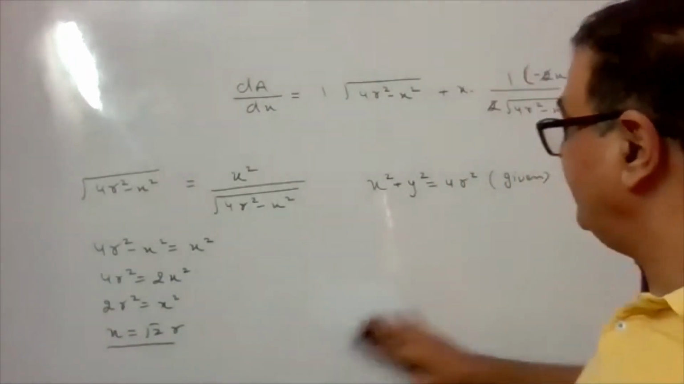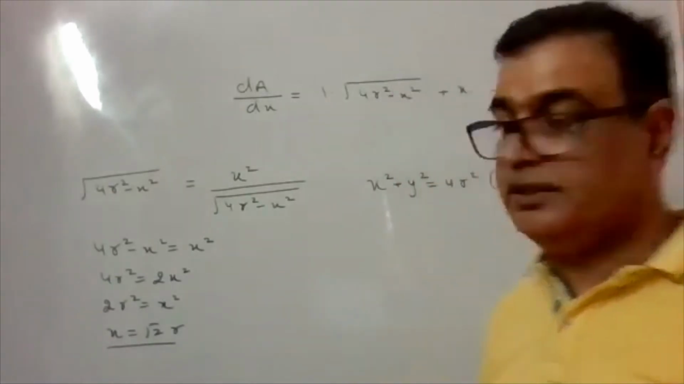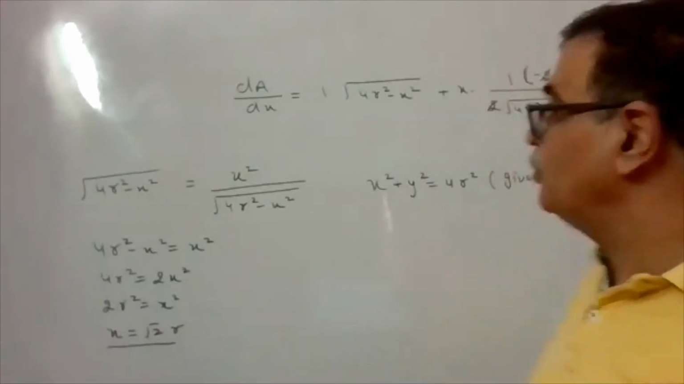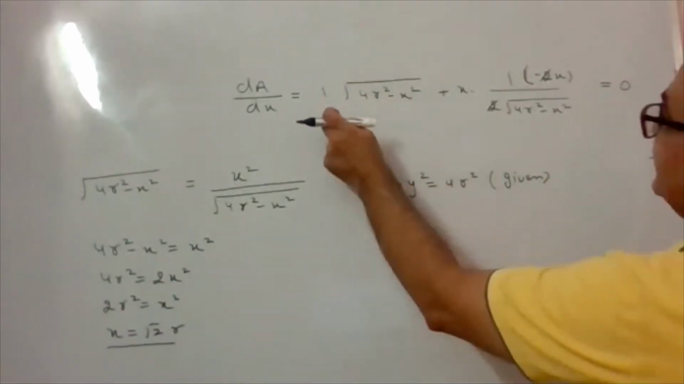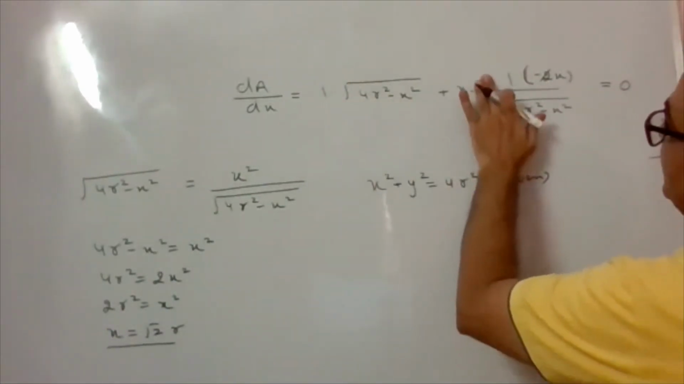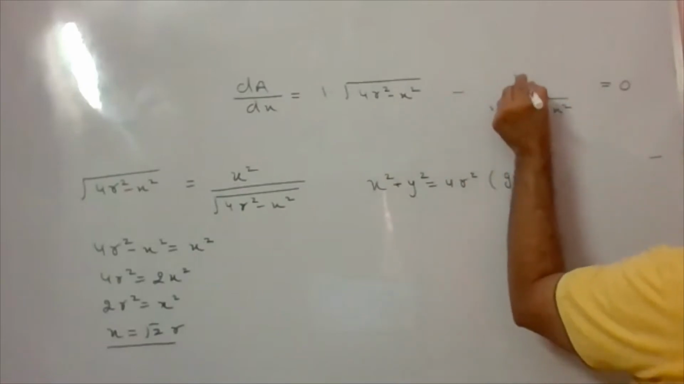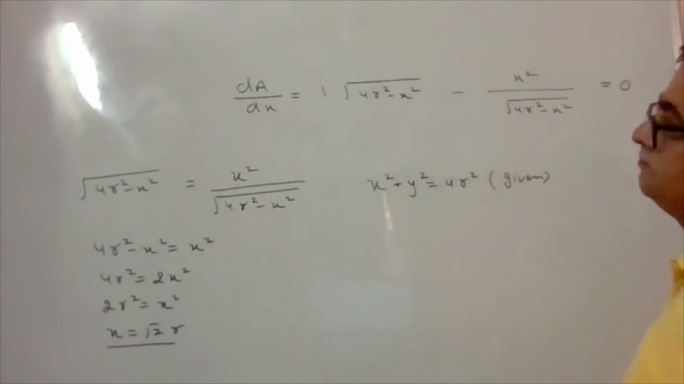Now we should check whether this condition is the condition for maximum area or not. So go for second derivative. I'll go for second derivative here. इसको proper लिख लेते हैं पहले. तो ये minus x square आएगा यहाँ. Now we go for second derivative.